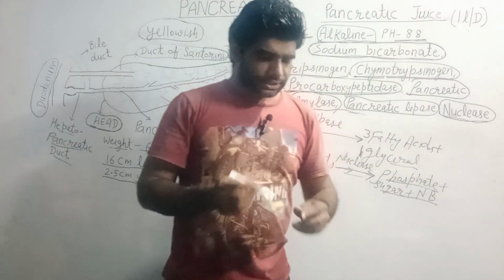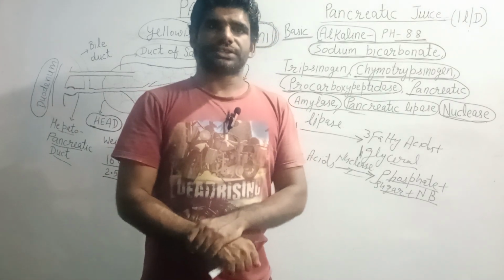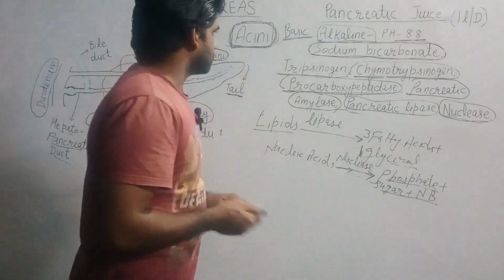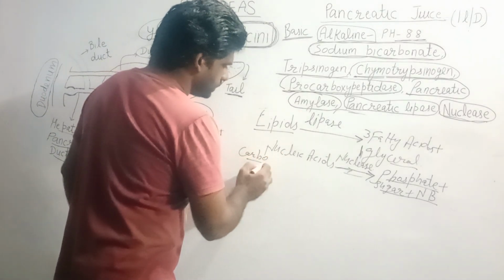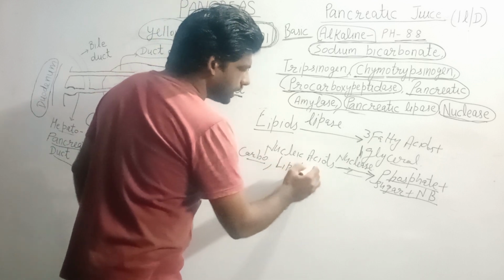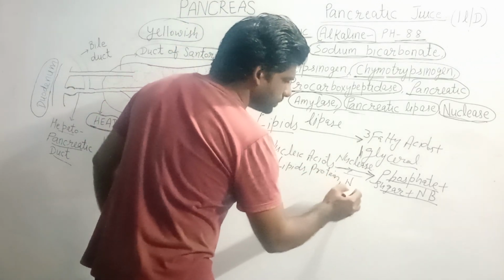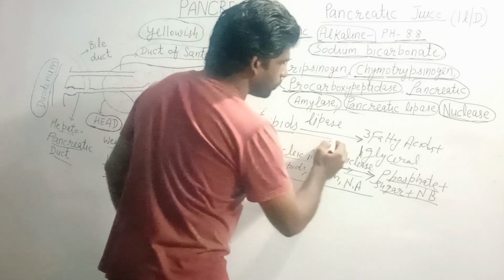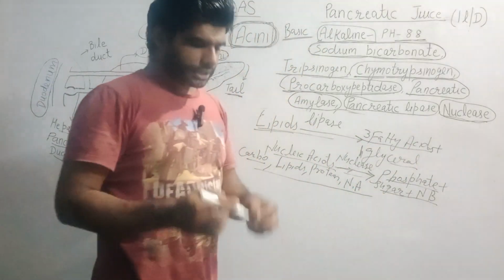So we can see that pancreatic juice contains enzymes for almost every kind of food. Carbohydrates are also digested, lipids are also digested, proteins are also digested, nucleic acids are also digested. This was all about the role of enzymes present in pancreatic juice which are responsible for the digestion of food.